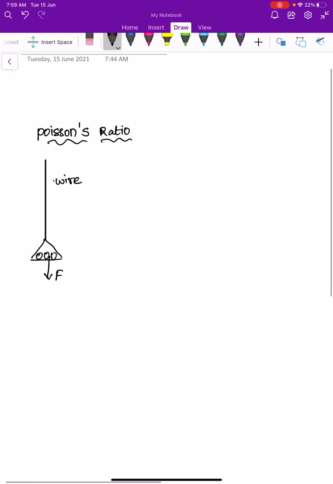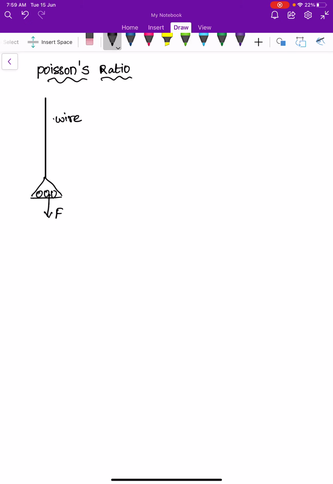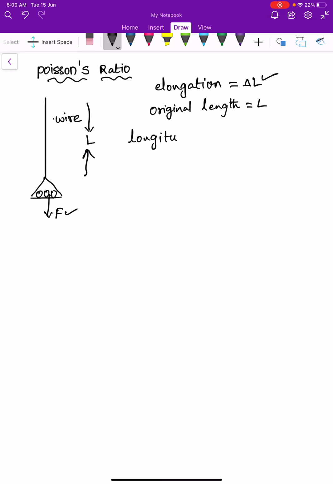the length will be changing. Consider the elongation. Elongation is equal to delta L and the original length is L. After application of the deforming force, the elongation is delta L and the original length is L. So here longitudinal strain is given by, longitudinal is nothing but along the length. Elongation, strain is taking place along the length. So longitudinal strain is given by delta L by L.